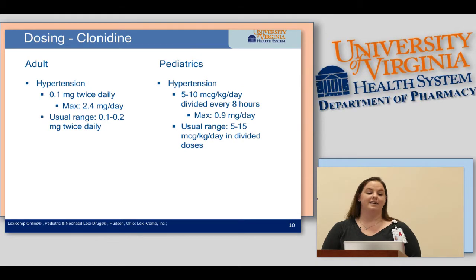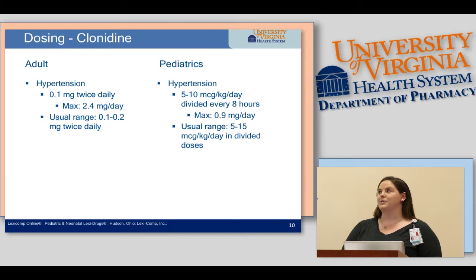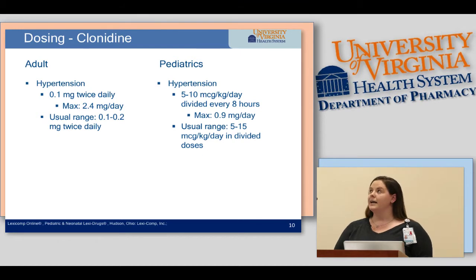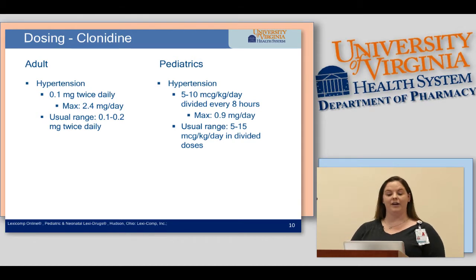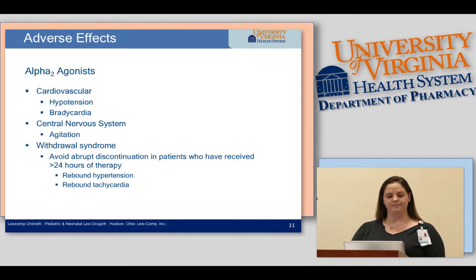I also have the dosing for clonidine listed here for you. Disclosure, this is not all-inclusive dosing. There are other dosings available. However, I wanted to provide an example to compare and contrast the adult dosing versus pediatrics. I've provided the adult dosing for hypertension listed up there, contrasting it with the pediatric dosing, which is 5 to 10 mics per kilo per day divided every 8 hours with a max of 0.9 milligrams per day.